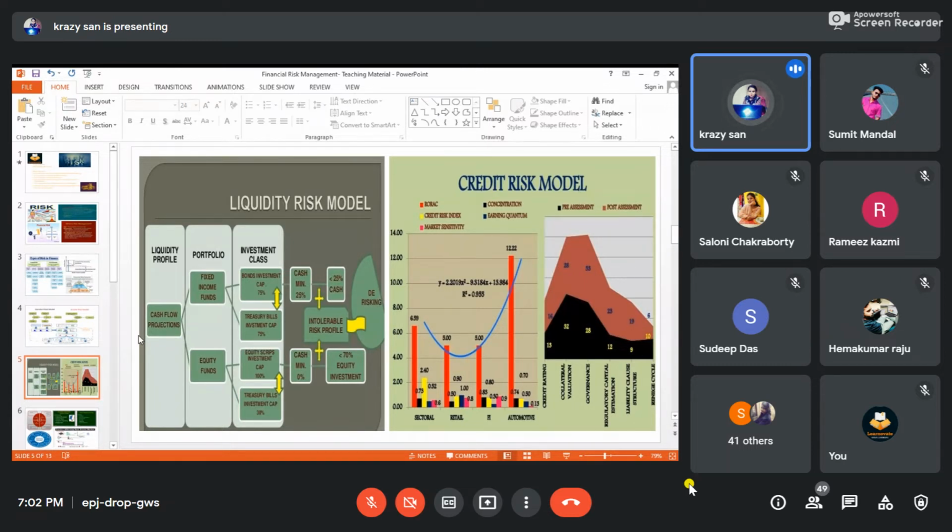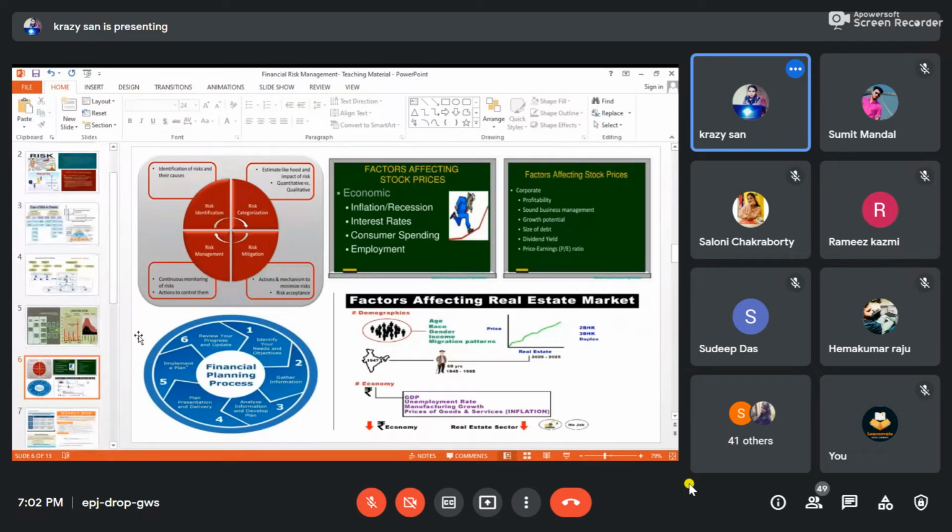Okay, let's go to the next slide. So first, let's see what are the factors that affect stock prices. Sometimes economic and sometimes corporate itself. So economic, what comes? Inflation, recession, interest rate, consumer spending, and employment.